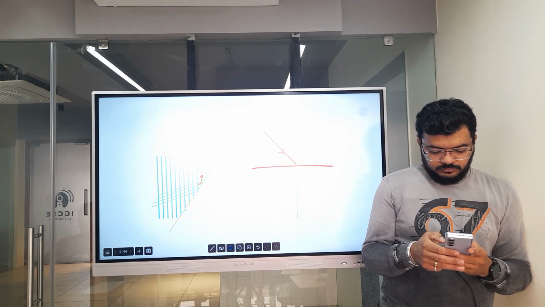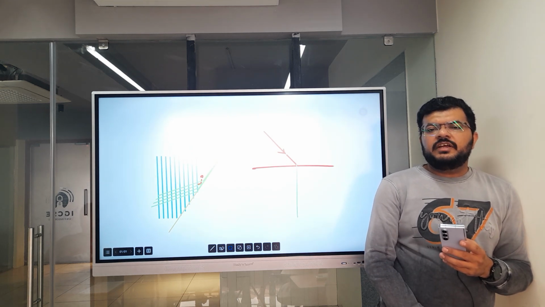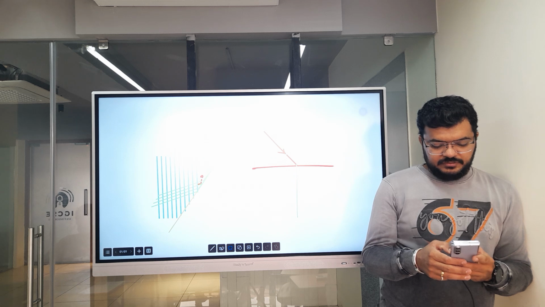What can you give the heading as? Wave front, reflection, refraction and diffraction.